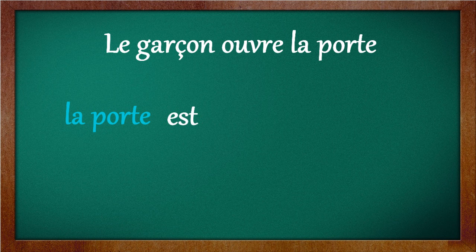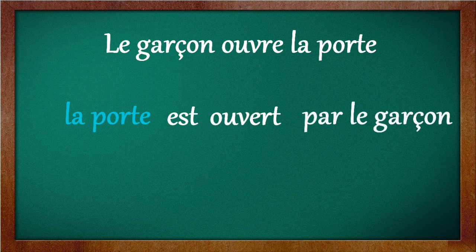Next comes the past participle of the action. Our verb is ouvrir, and the past participle of that is ouvert. Now the agent, or the "by" bit. The boy was doing the action, so the sentence in English ends "by the boy". In French, this is par le garçon. La porte est ouverte par le garçon.